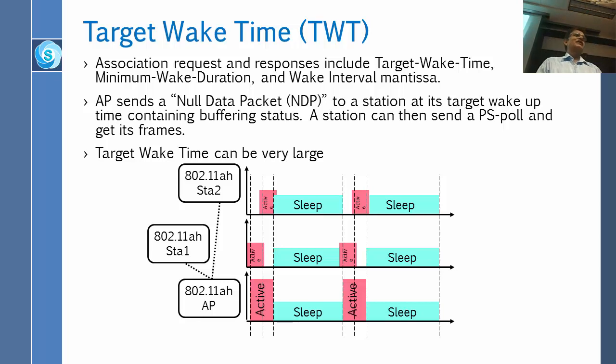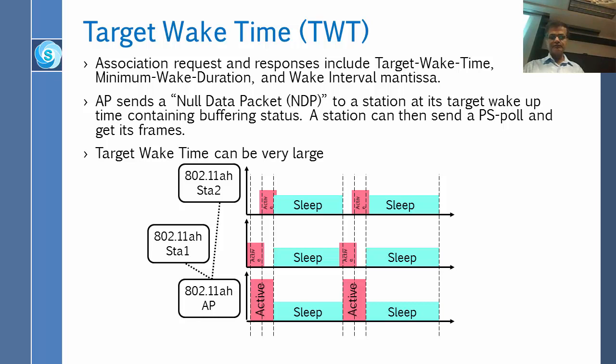they will not bother you for a day. I mean, whatever time you have specified, and then when it is time for you to wake up, they will start announcing that I have a frame for you. Otherwise, there is no point in the access point announcing every second when you are going to wake up in a day. So now you can sleep for long. Even the access point can sleep. And when the access point wakes up, they know when you are going to wake up, so near your wake up time, it will start announcing that I have a frame for you. And then you can send that PS poll to get that. Target wake up time can be very large.